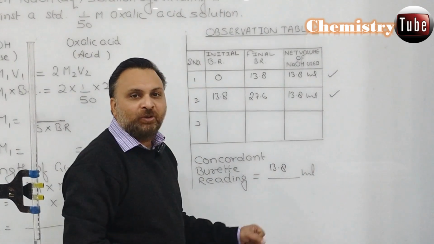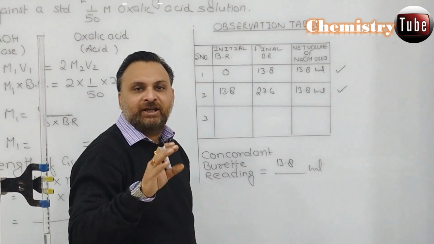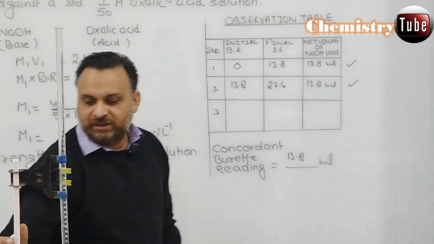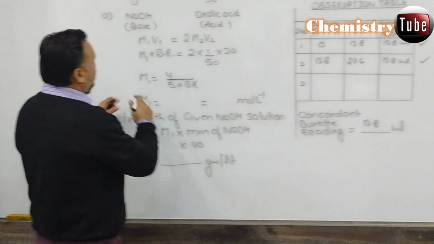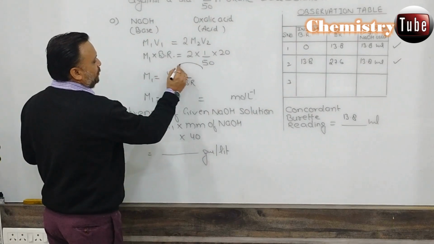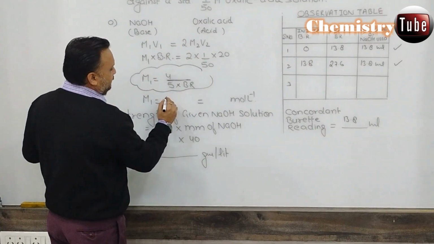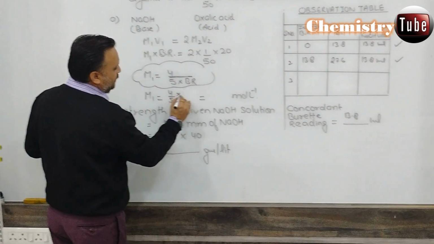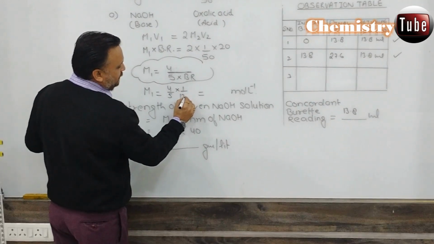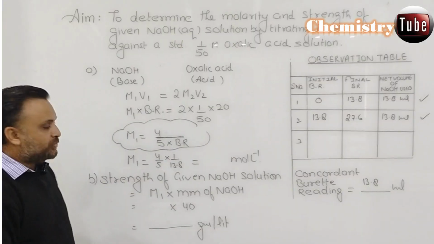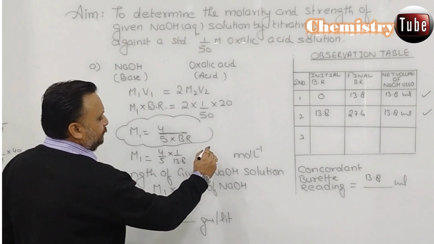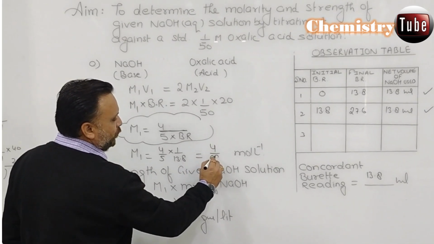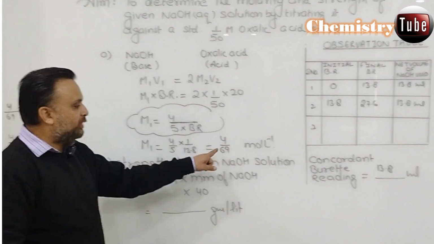Now it is time to calculate the molarity of the given NaOH solution. Okay, let us place it here. Now our formula for molarity was 4 by 5 into 1 upon the burette reading. I will apply it here: 4 by 5 into 1 upon 13.8. Now it comes out to be 4 upon 69 moles per liter. You can calculate it further.